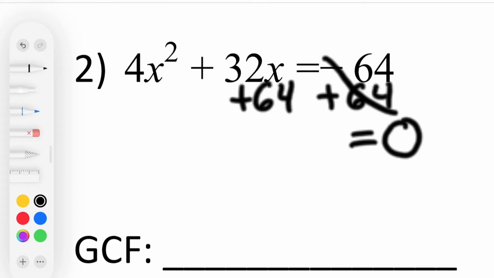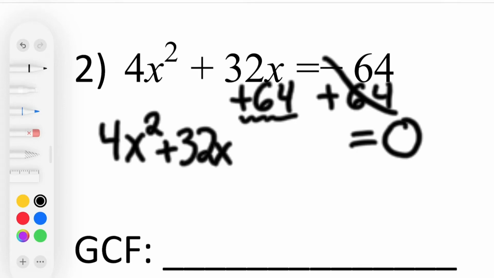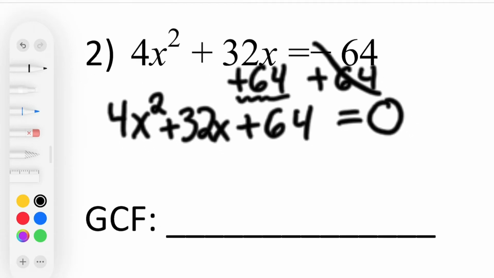On the left side, we want to simplify as far as we can. Is there a constant that we can combine with the 64 that we moved over? No. There's not a like term for the x squared. There's not another x squared, so we cannot combine it with anything. The 32x, or the x to the first, there's not another x to the first, so we can't combine it with anything. And then our positive 64 stays as is because there's not a like term to combine with it.